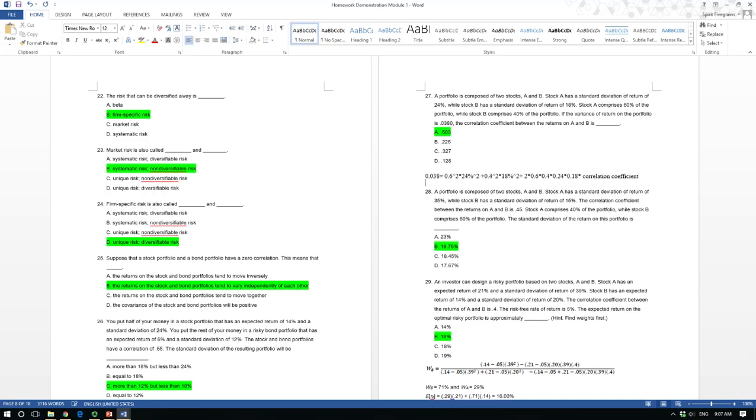Right. So here you have one unknown in this formula, and you do the calculation to solve for this correlation coefficient, and the answer is A. Number 28.